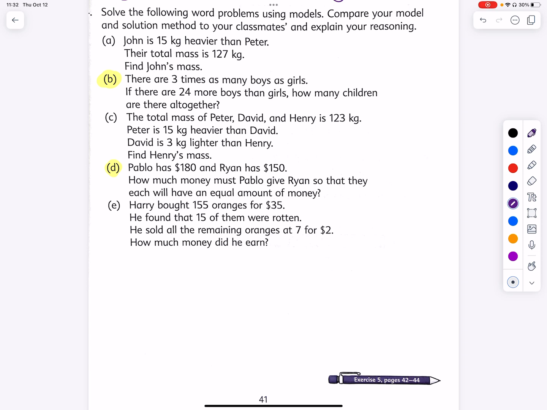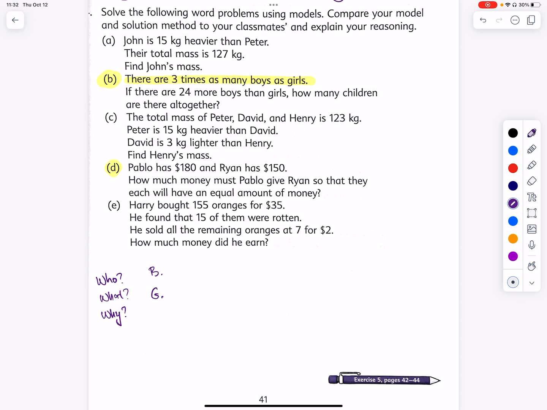Let's read number B. There are 3 times as many boys as girls. If there are 24 more boys than girls, how many children are there altogether? First question, who is the problem talking about? What are they asking us about? Typically, the last sentence. So, who is the problem talking about? Well, it's talking about boys and girls. Let's label B for boys and G for girls.